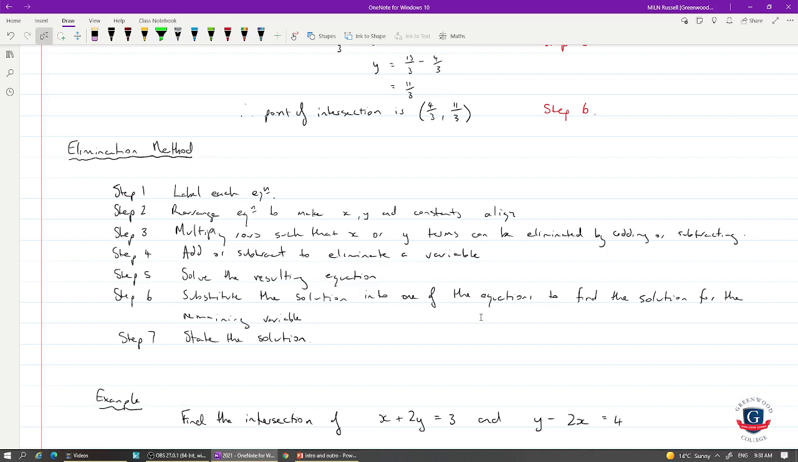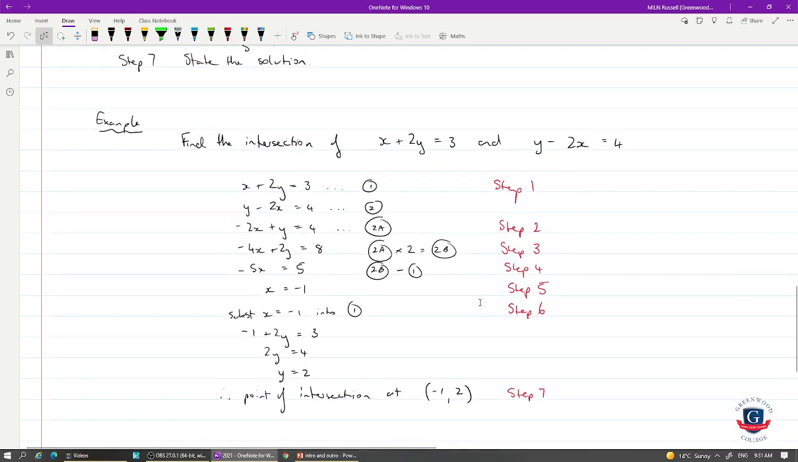Step 5, we're going to solve the resulting equation. Step 6, we're going to substitute the solution into one of the equations to find the solution for the remaining variable. And step 7, we're going to state the solution. And although 7 steps to solve something sounds difficult, when we're doing it, it's all quite intuitive. So, step 1. Take the equations, write them down, label them.